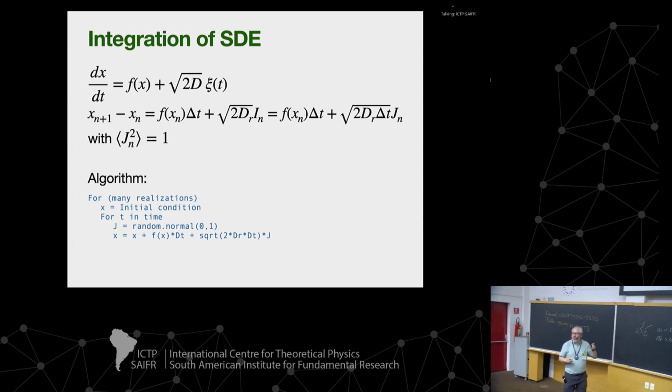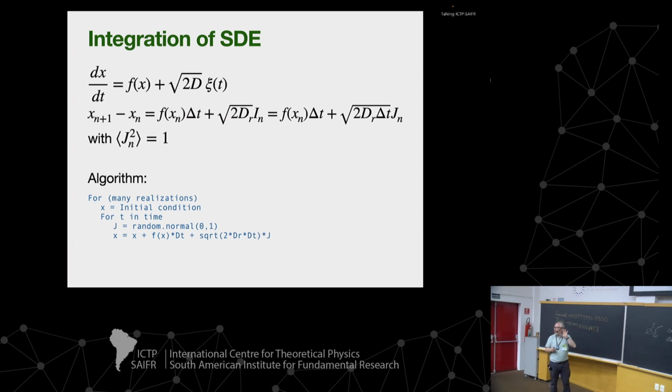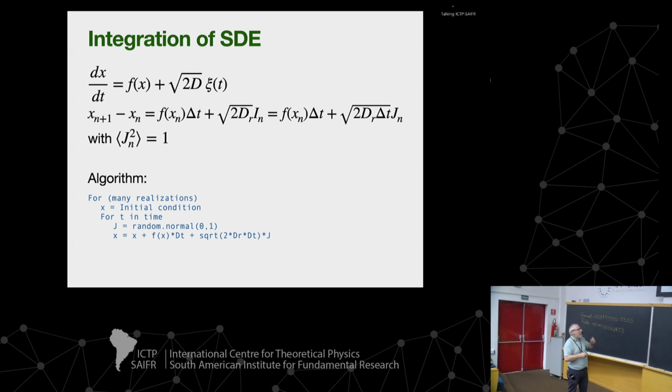So sometimes you jump a lot because of noise and not because of the deterministic force. So you have to be aware of that. So to choose the delta t is not only this term that you have to take care of, you have to take care also of this term.